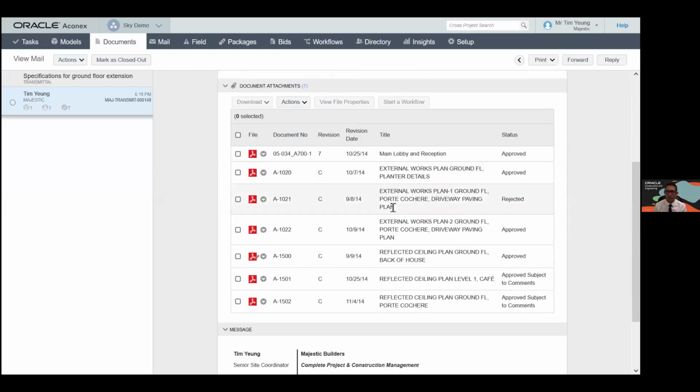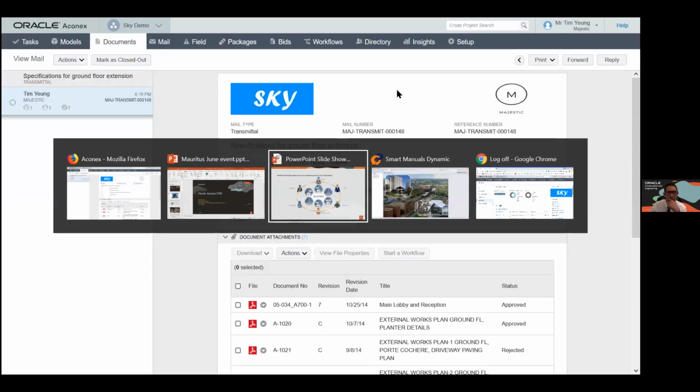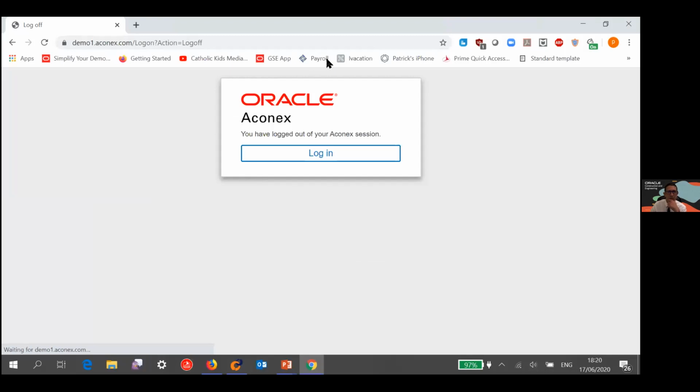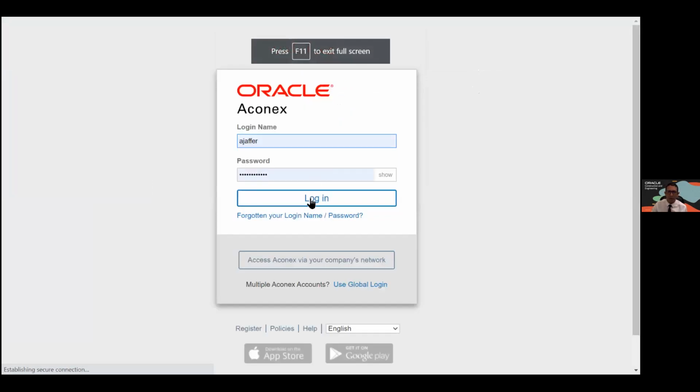And what you'll see is on Mr. Jaffa's side, these documents will now be already in his document register. He doesn't have to receive the correspondence and then download them. It is automatically stored onto his document register. And maybe let me show you that briefly. So I'm going to log in here as Mr. Jaffa.